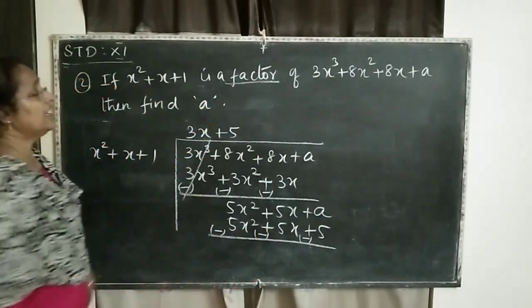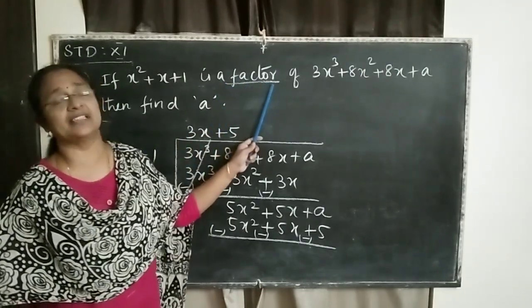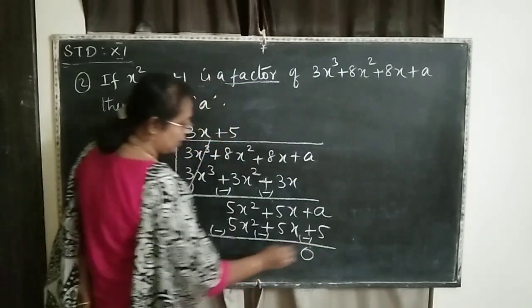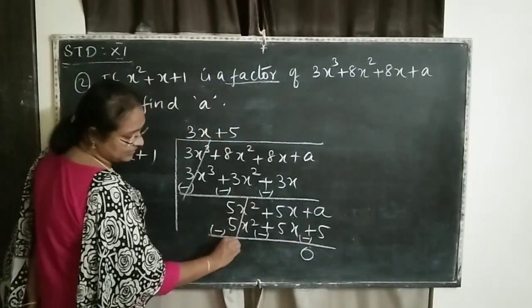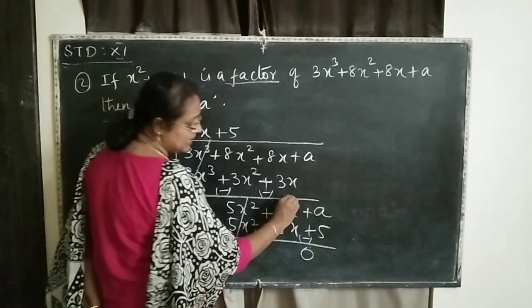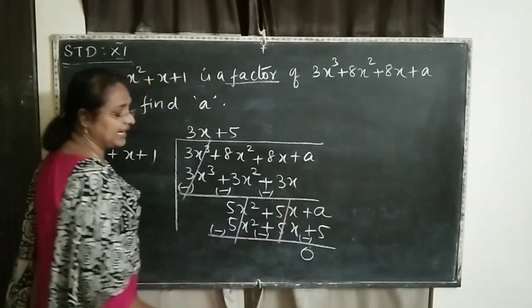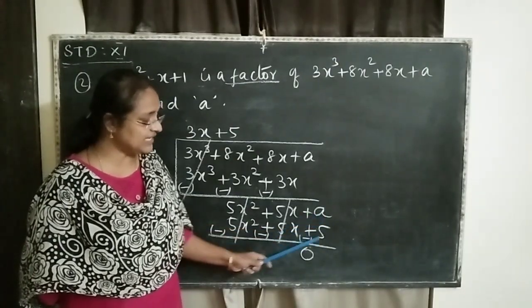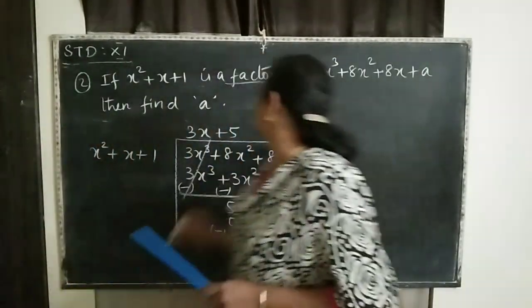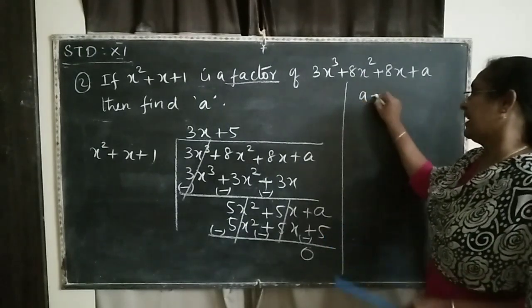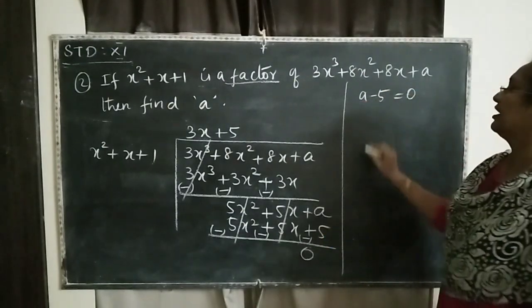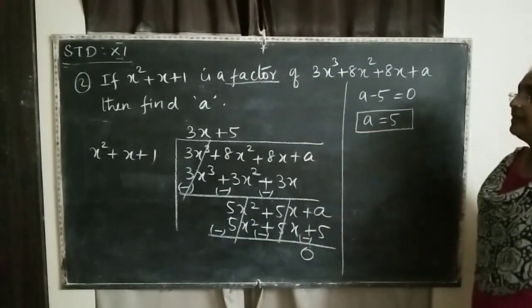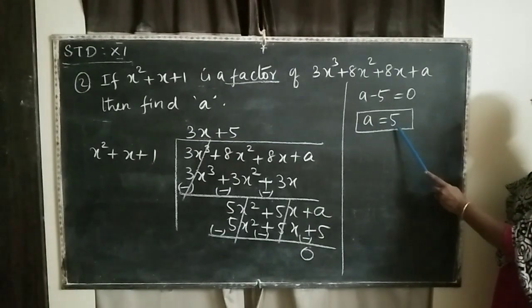Now listen. Here we are going to use the keyword here. It is a factor. If it is going to be a factor, it leaves a remainder what? 0. Now automatically this plus 5x squared and minus 5x squared is getting cancelled. Plus 5x and minus 5x is getting cancelled. Here is the unknown variable we have a. So a minus 5 will be equal to 0. Yes or no? So what do we get here? A minus 5 is equal to 0. So now a takes the value 5. So we found the unknown variable value of a, that is equal to 5.